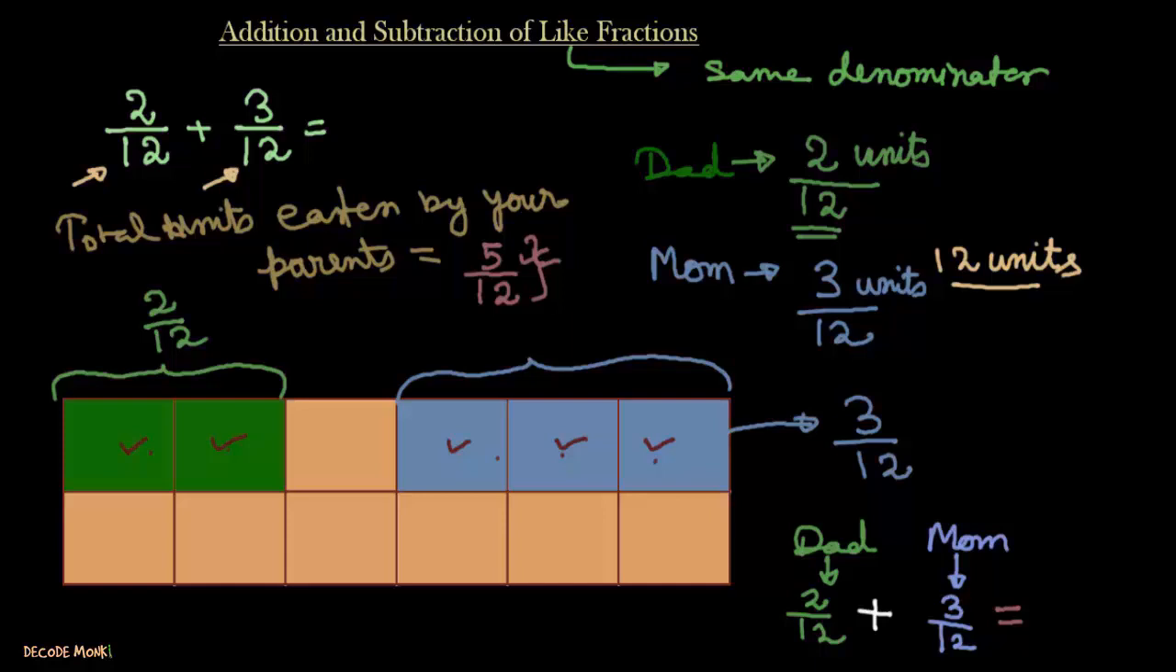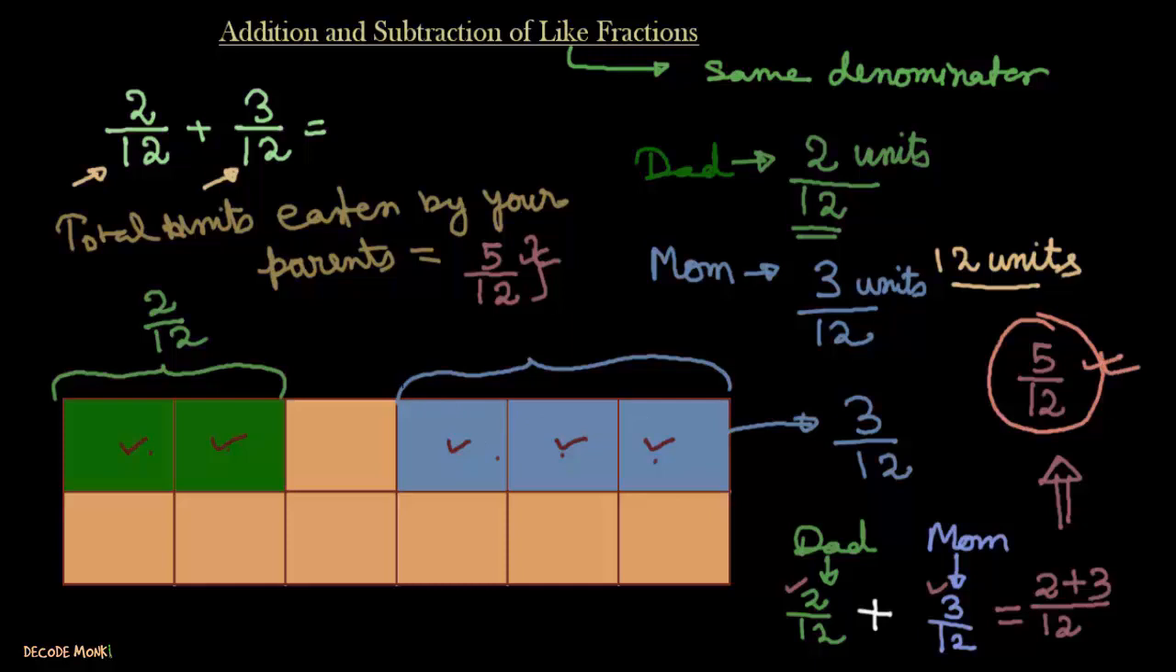You can add the numerators, 2 plus 3, and put the denominator over here. So this will be equal to 2 plus 3, adding the numerators, which is 5, and putting the 12 as it is. You can see that we have arrived at the same answer, 5 by 12, by adding the numerators and keeping the denominator the same. From the pictorial study we have arrived at the same answer.